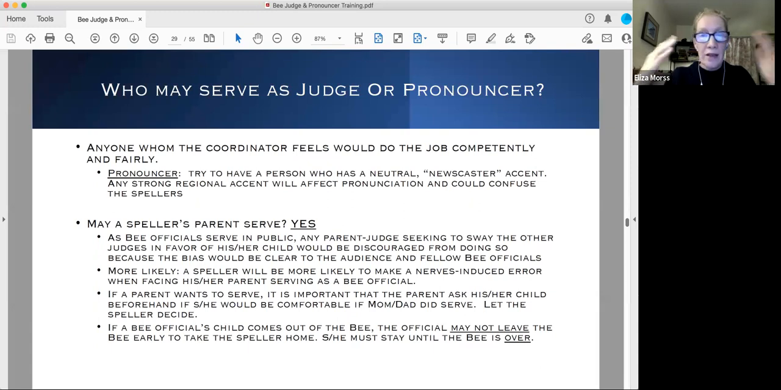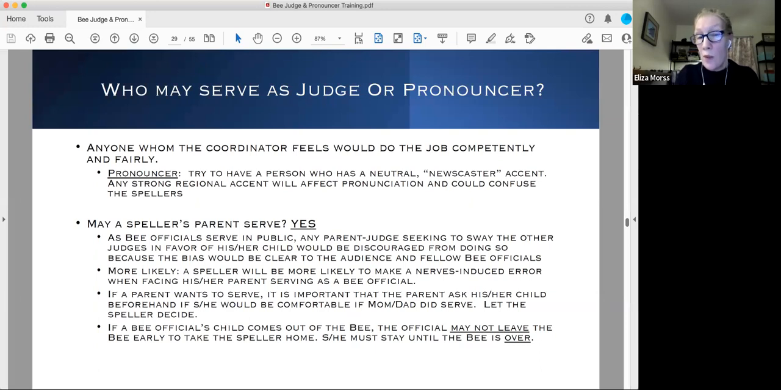I have experienced pronouncers who had a beautiful Southern accent. It was lovely, and it just sent the spellers into the stratosphere because it affected their pronunciation of the word to the spellers, and then the reading out of the word information, and especially spellers for whom English is not a first language, it just drives them batty. So please, for the pronouncer, that is the one thing: try to have someone who has a neutral accent if at all possible. Okay, this is a key point.